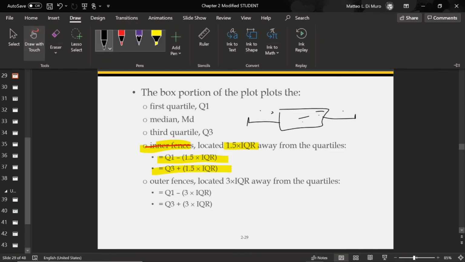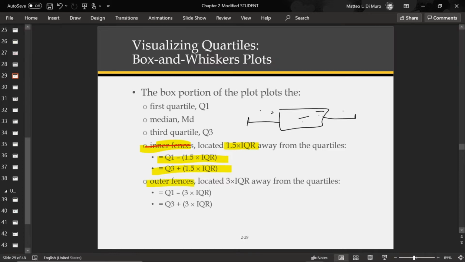Now, the outer fences are 3 times the IQR away from the quartiles. So it's a very similar setup, but you're going 3 times IQR, and you're subtracting it from Q1 to get one outer fence, and then you're adding it to Q3 to get the other side of the fence. Anything beyond that is usually considered an outlier.